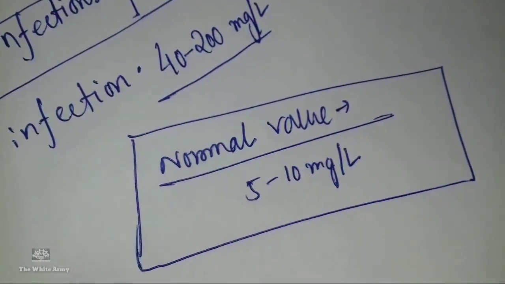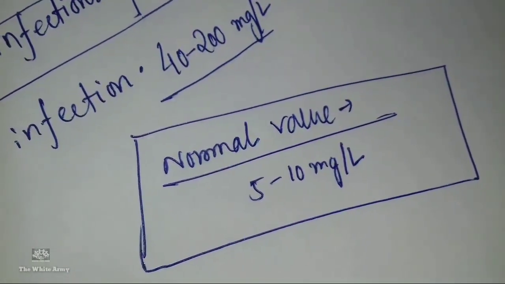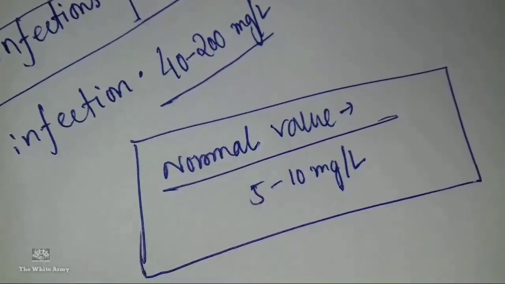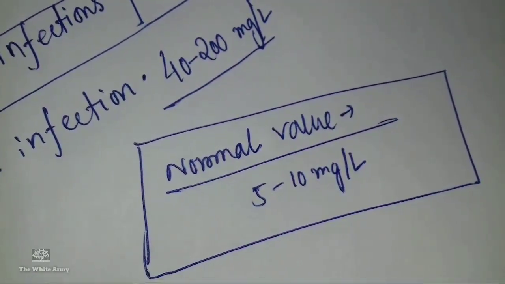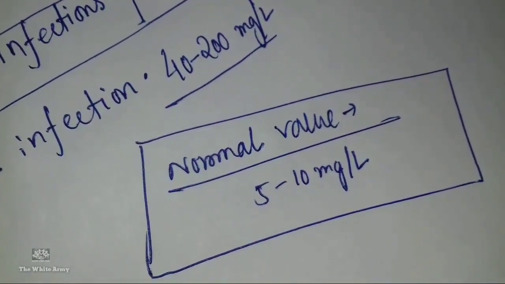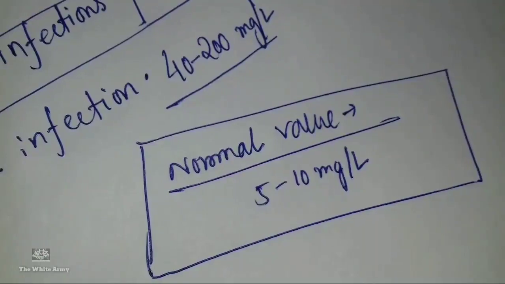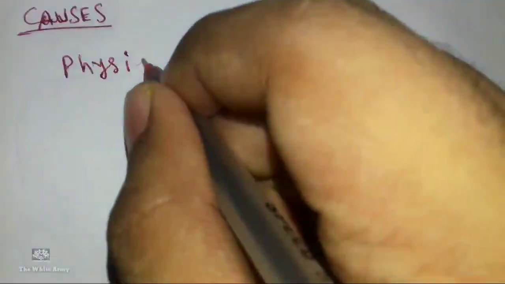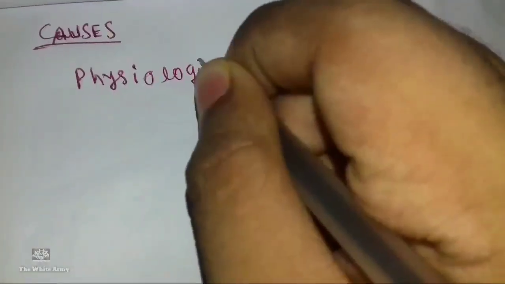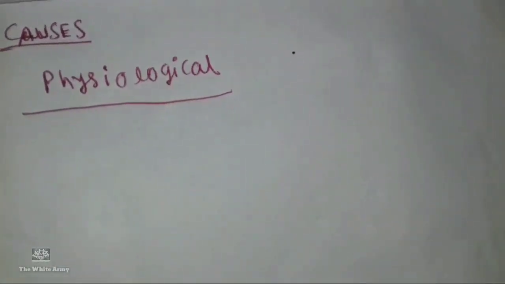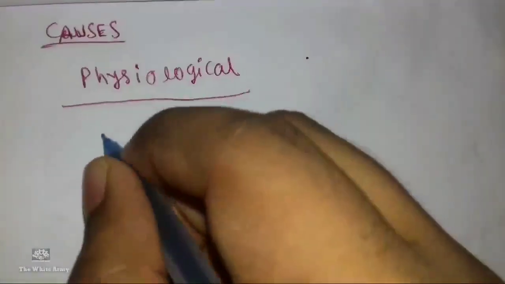The normal value of CRP in a healthy person's serum is around 5 to 10 milligrams per liter, and there are several factors which cause an increase in the level of CRP. There are physiological causes and pathological causes also. So let us discuss these. Let us discuss the physiological causes first.